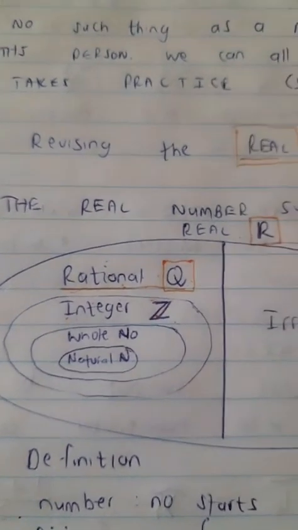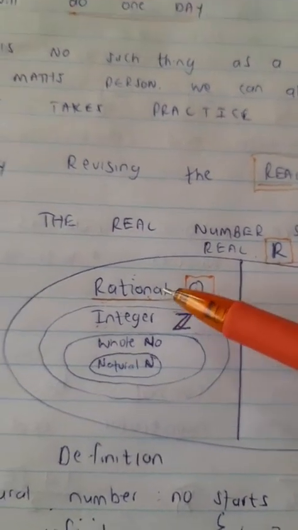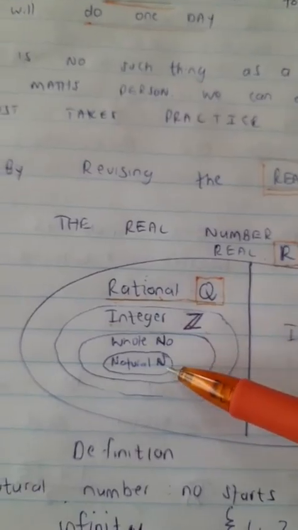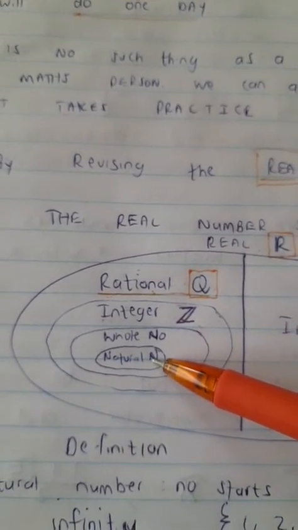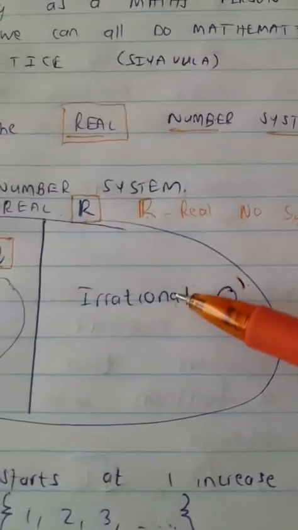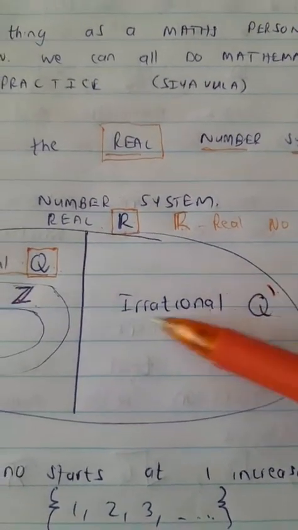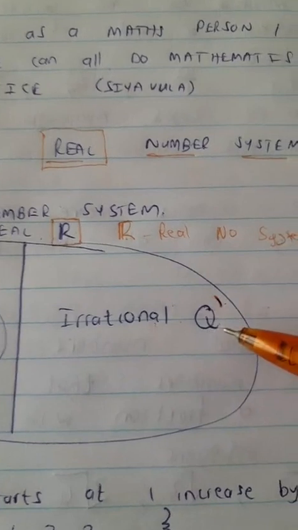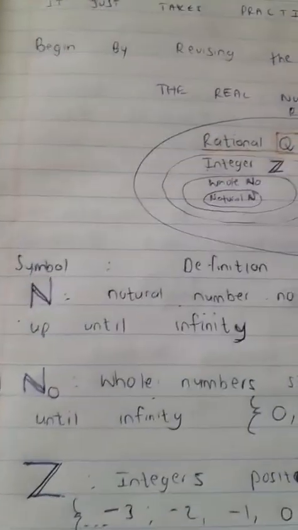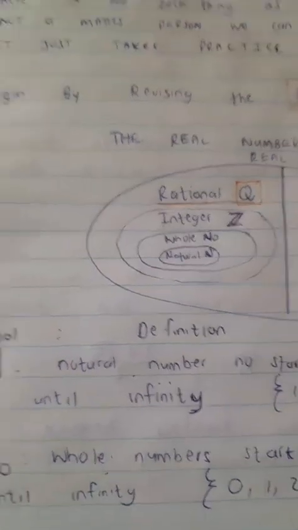So we are going to go into and actually define what rational numbers are, what integers are, what whole numbers are, and what natural numbers are. So one step at a time, we'll actually do that, okay? Then irrational numbers, like I said, are basically having this symbol that we have, a Q that has an apostrophe at the top. Cool. So let's go into the definition of each of these respective numbers.